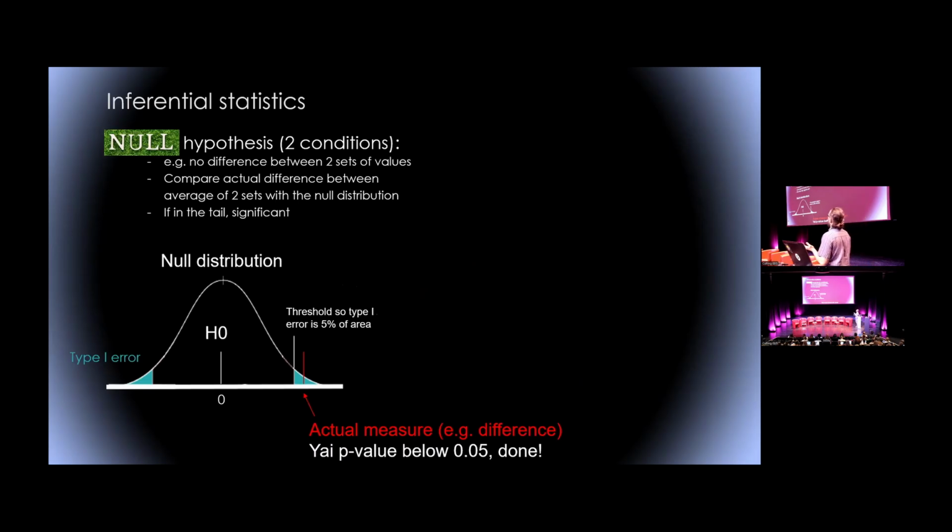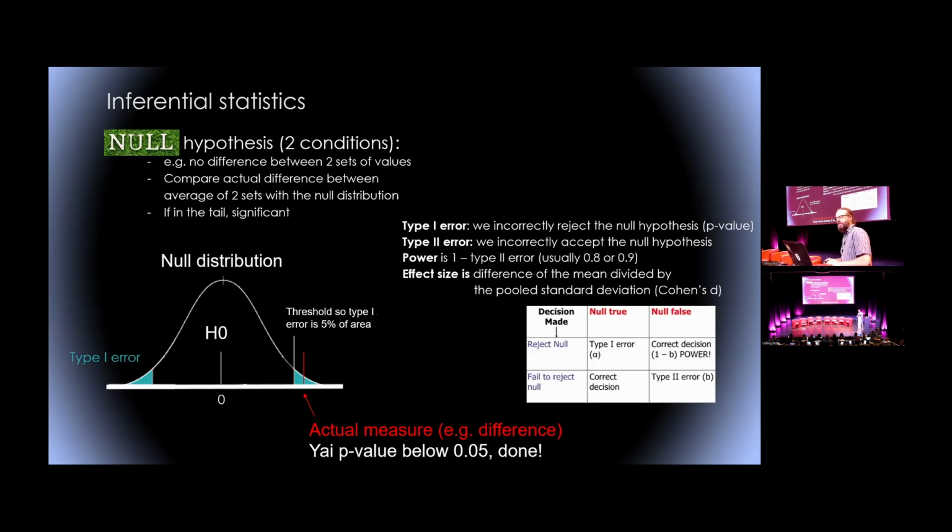So a typical null hypothesis, if you have two conditions, for example, is that there is no difference between the two sets of values. And you have a null distribution, so H0 is a null hypothesis. And then we look at the tail. Is our actual measure in the tail of that distribution? And if it's the case, yeah, we have a p-value below 0.05. We're done. Well, not so fast.